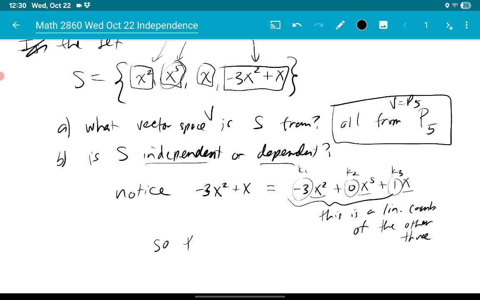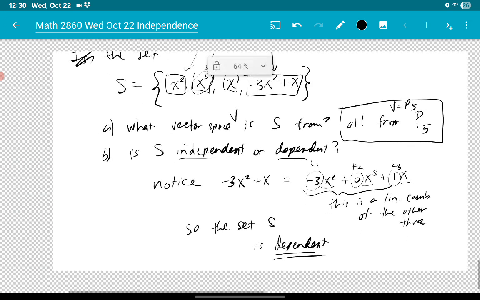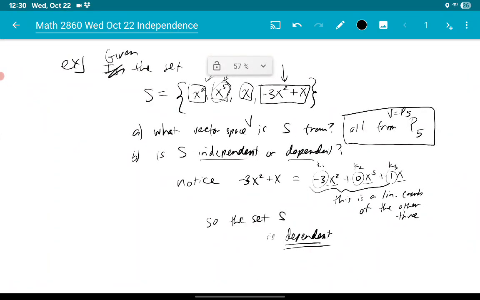And therefore, the entire set, S, is dependent. If I were to remove that last object, it would become an independent set. All right, let's do a couple more examples.